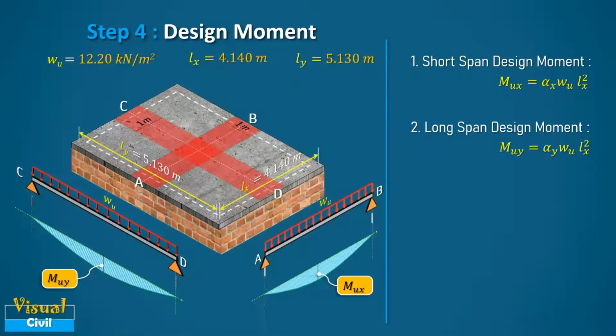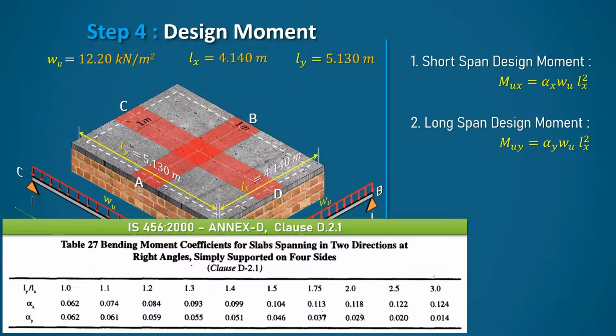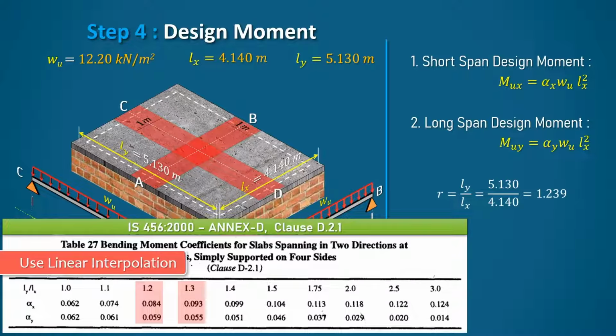So let us use the table 27 to find the coefficients alpha x and alpha y. For this, we need to calculate the value of Ly by Lx ratio, which is equal to 1.239. This value is between 1.2 and 1.3. Accordingly, compute alpha x and alpha y using linear interpolation formula. After computation, we get alpha x equal to 0.0878 and alpha y equal to 0.0571.